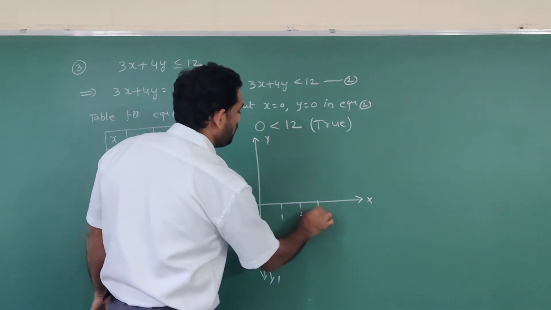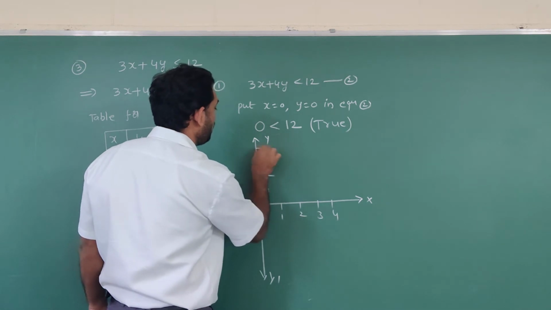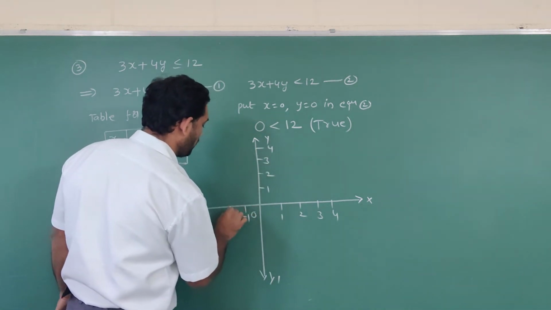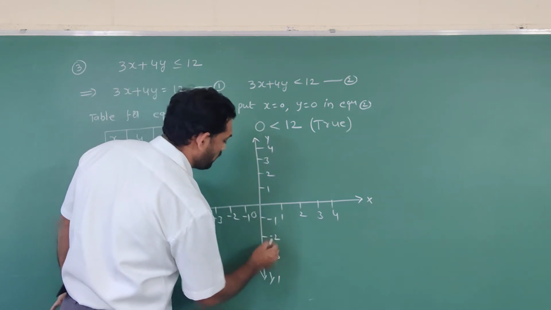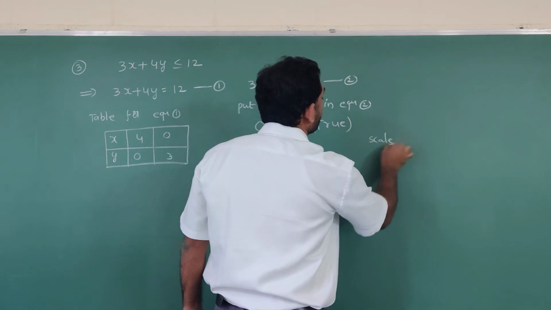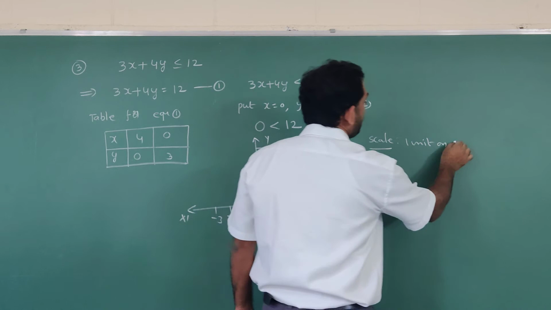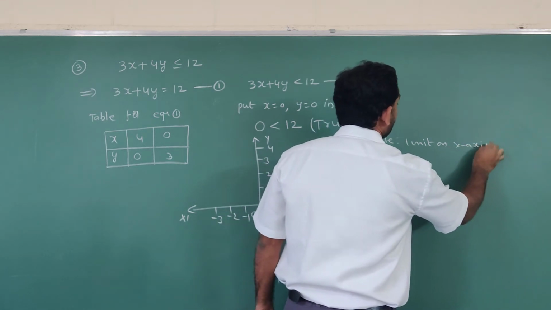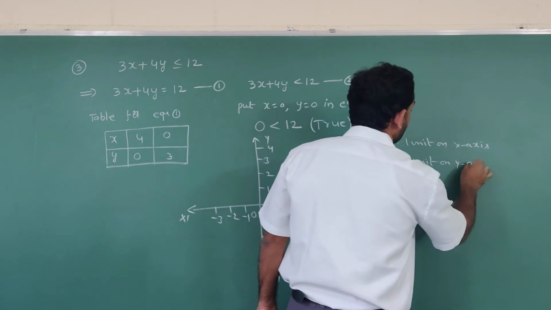1, 2, 3, 4. Minus 1, minus 2, minus 3. So you should write the scale: 1 unit on x axis, 1 unit on y axis.